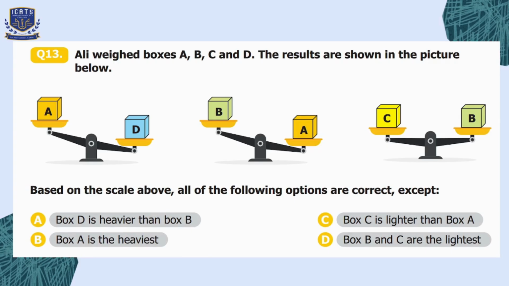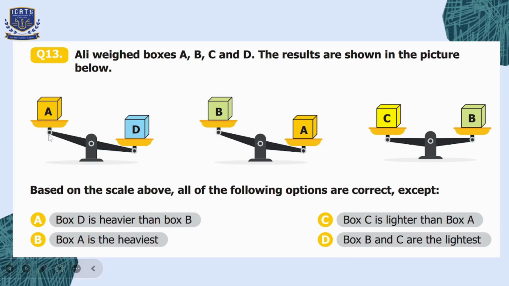Number 13, balance boxes A, B, C, and D. The results are shown in the picture below. Based on the scale above, all of the following options are correct, except: option A, box D is heavier than box B. Option B, box A is the heaviest. Option C, box C is lighter than box A. Option D, box B and C are the lightest.